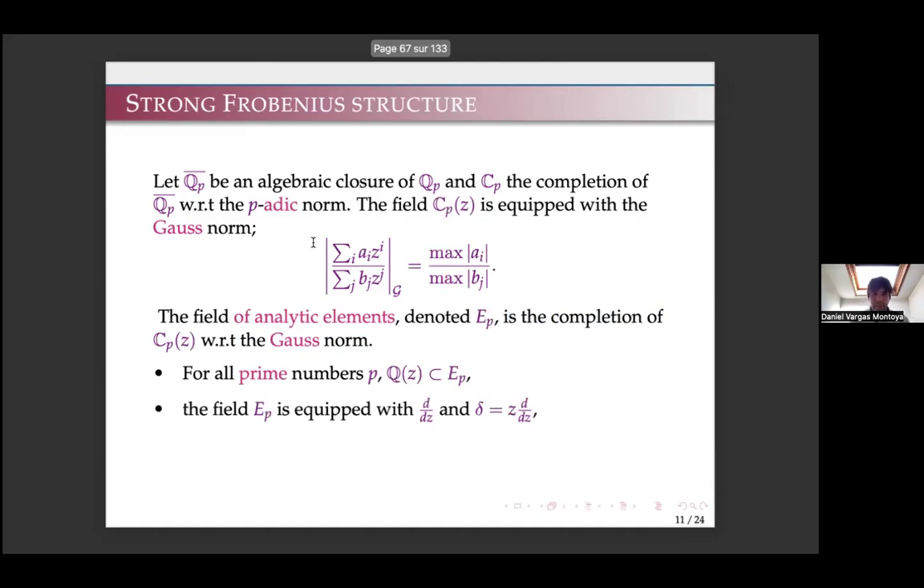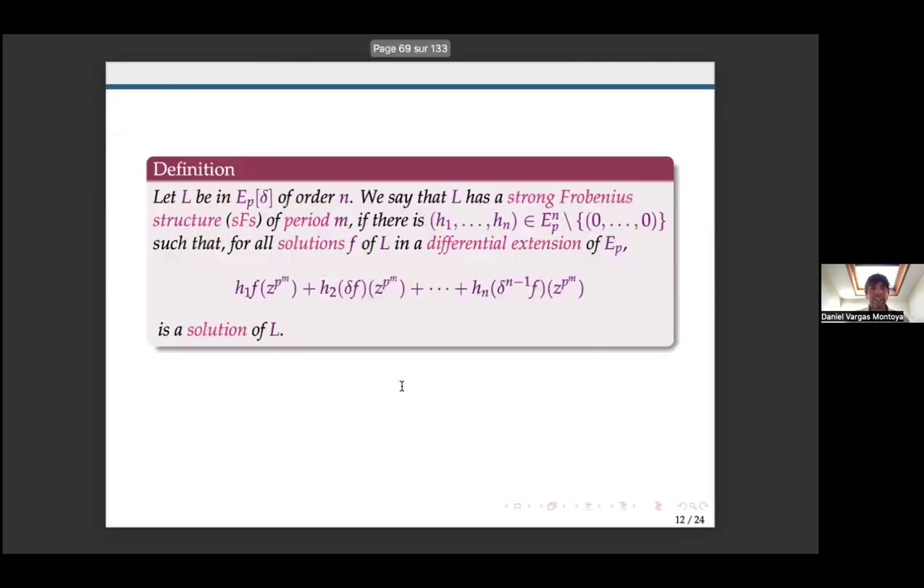Okay, that is clear. The field EP is equipped with the usual derivations, and the residual field of EP is SP bar Z. Now, here is the definition. This definition is due to York. So we take a differential operator L in EP of order N.